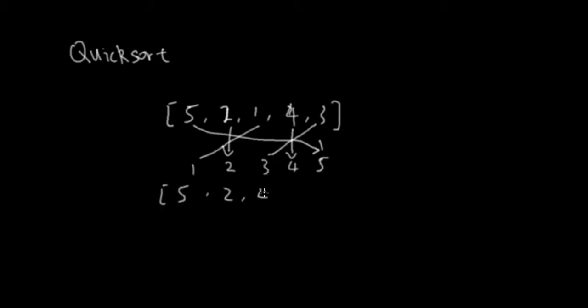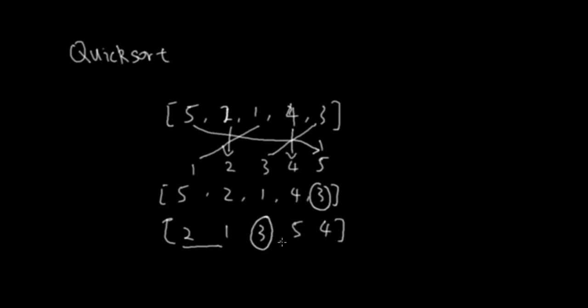5, 2, 1, 4, and 3. If we use 3 as the partitioning pivot, then the array will become something like 3, 2, 1, 5, and 4. Okay, and 3 is in the correct sorted position already. And what we need to do is take care of this part and this part. Let's look at the left part of the array first.